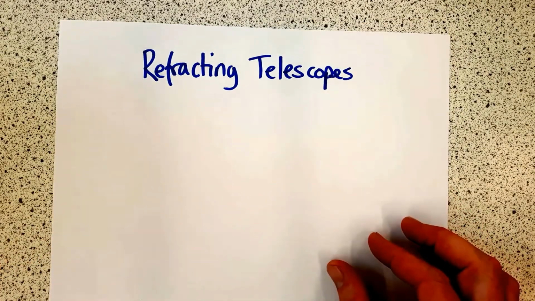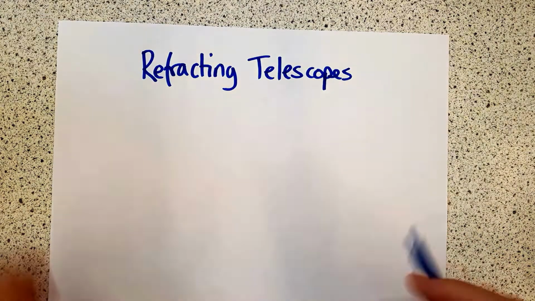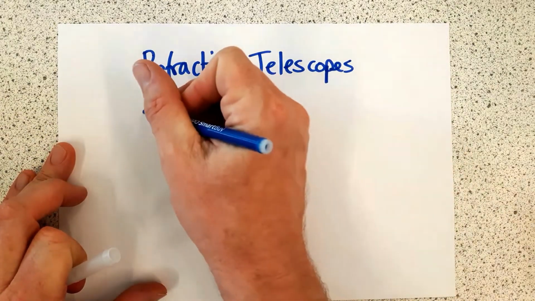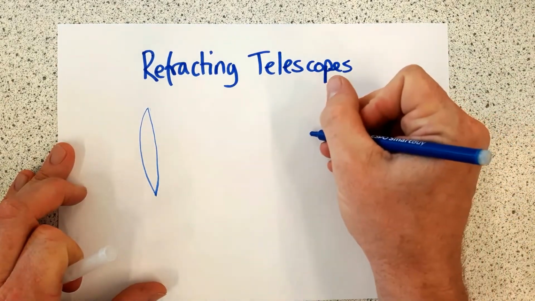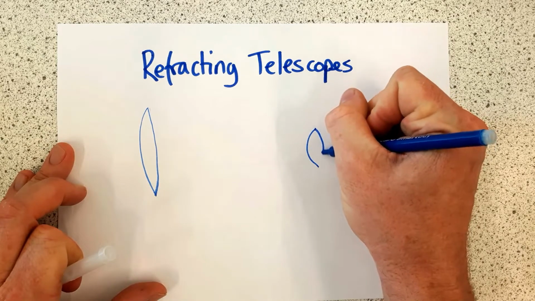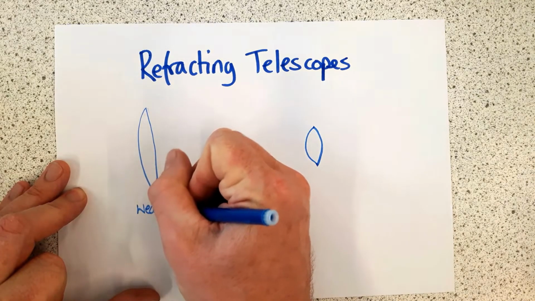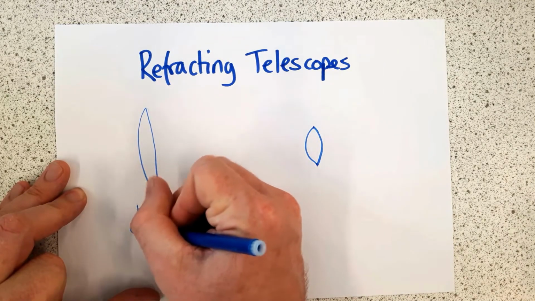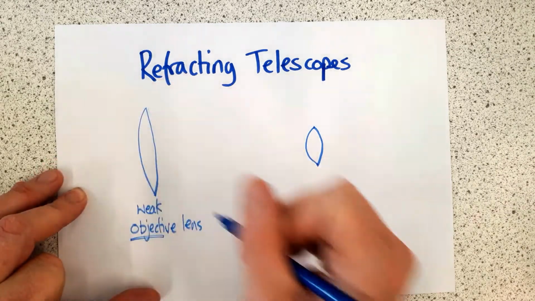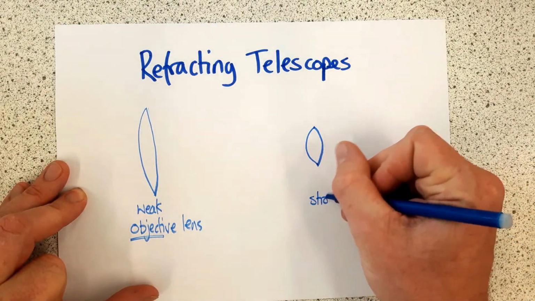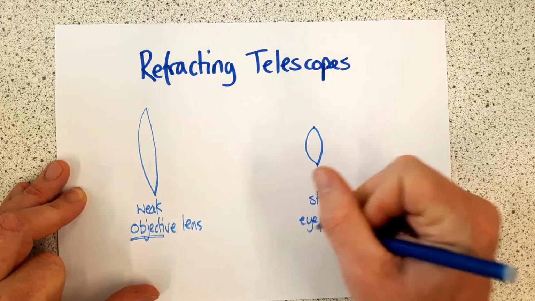So this video is about refracting telescopes. To make a refracting telescope you need two lenses: a weak lens at the front of the telescope, and at the back a much stronger lens. By weak and strong I'm referring to the power of the lens. The weak lens at the front is known as the objective lens, and if you think, it's near the object, so that's why it's the objective lens. And the stronger lens here is the eyepiece lens, because that is where you put your eye.